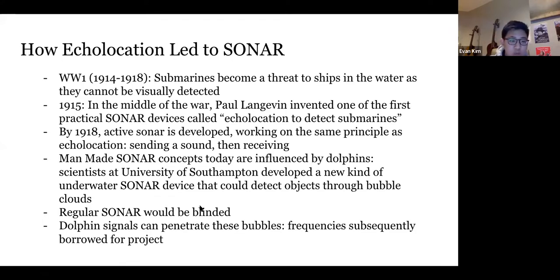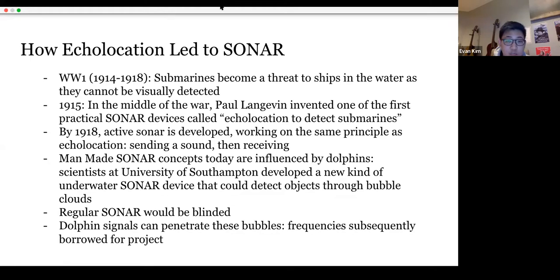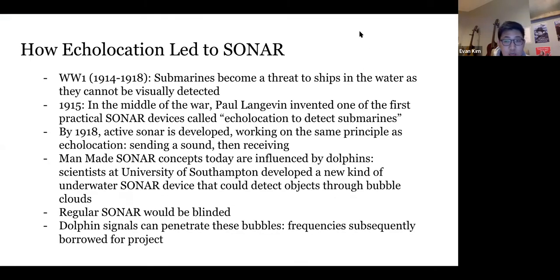Regular man-made sonar would be blinded, since it works in a different way from echolocation: rather than sending out one noise, it sends out many precise beams of noise, if you will. Regular sonar would be normally blinded by bubbles, but with the help of studying dolphins and borrowing the frequencies that they use, sonar has been invented that can penetrate through bubbles and be able to see. So this has been a lesson essentially on how navigation systems take examples from nature.